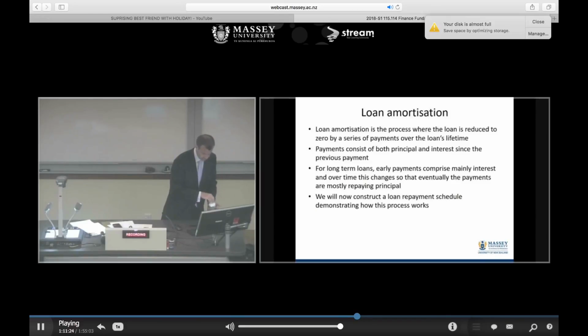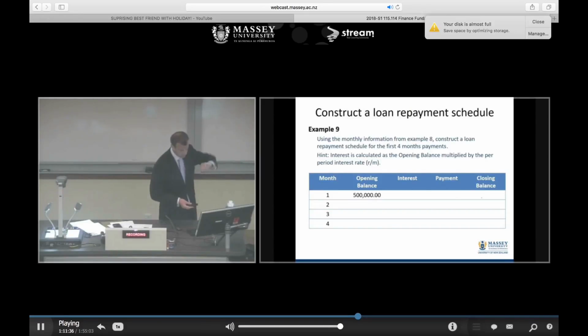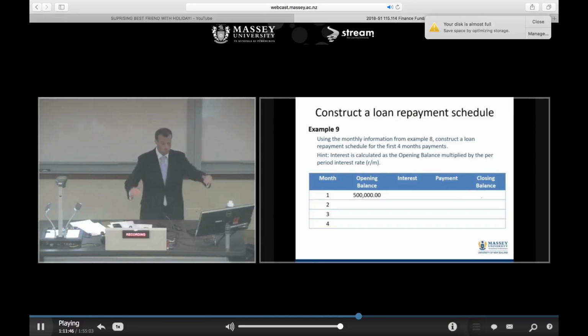So we're going to show you how this works. Your notes should look like that. We're going to run through those notes, just filling in some of these blanks here. So based on example 8, where we got the payment of $3,221, the monthly payment, we're going to work out what is the balance of the loan after the first, second, third and fourth months.